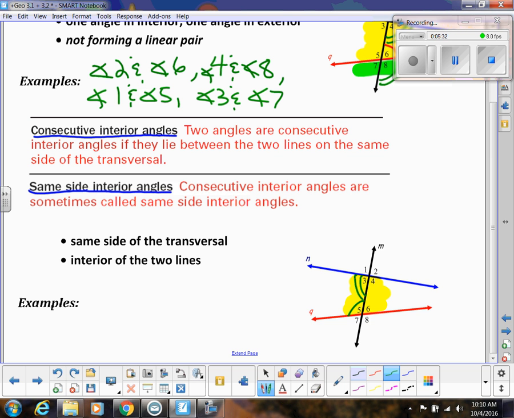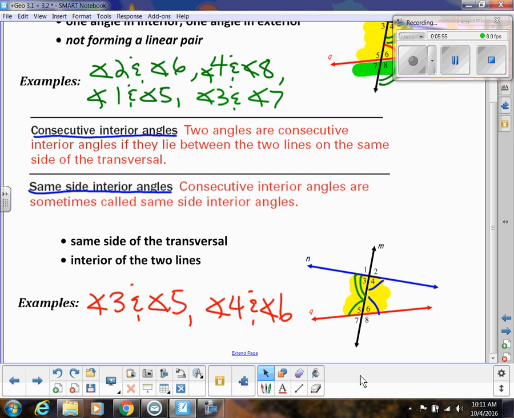Okay, so we're talking about like 3 and 5, or 6 and 4. Okay, so angles 3 and 5 would be a set of same side interior angles, and then angles 4 and 6 would be same side interior. Okay.